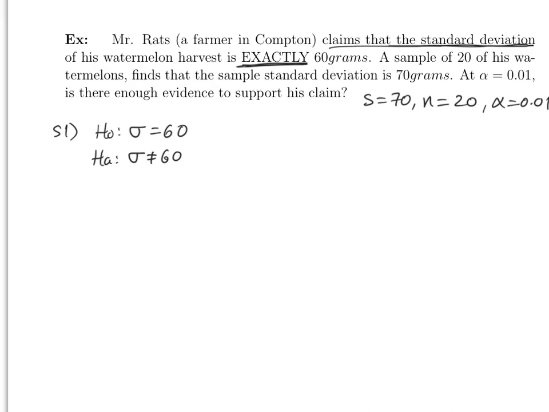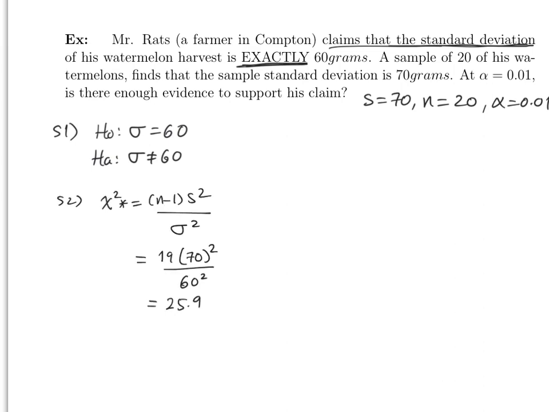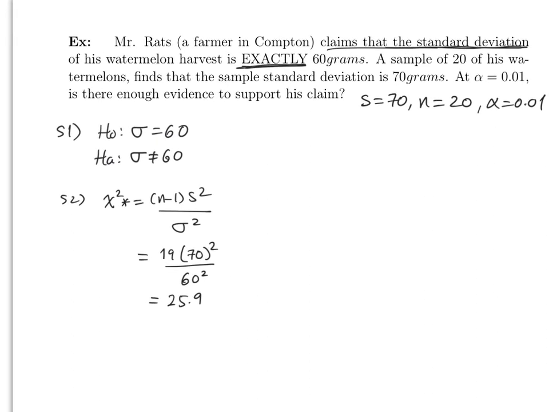Okay, so let's check. For step 2, remember, chi-square star is going to be n minus 1 times s squared over sigma squared, right? Which will give you what? 19 times 70 squared over 60 squared, which is how much? 25.9. That's pretty much right. All right, so then what do we find in step 3?